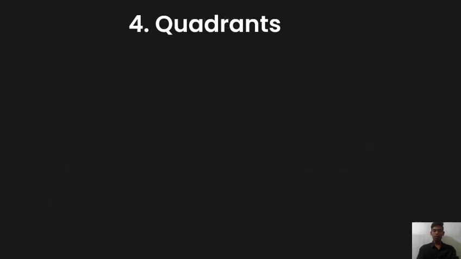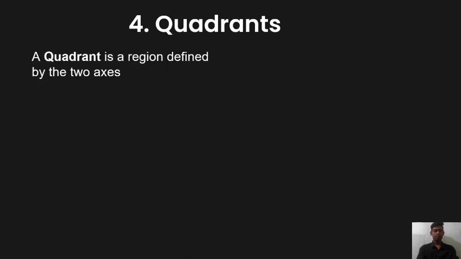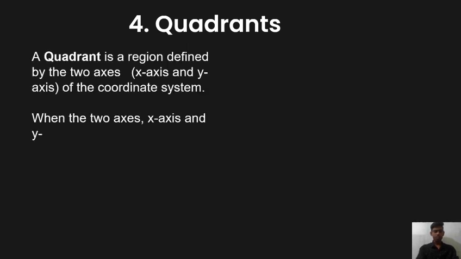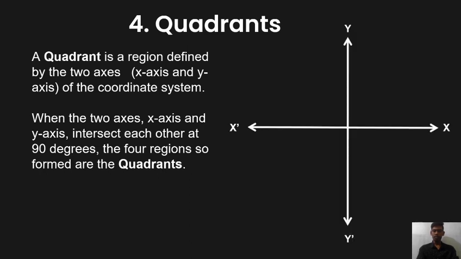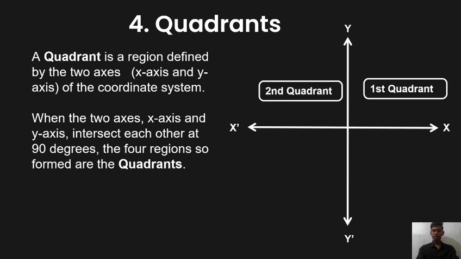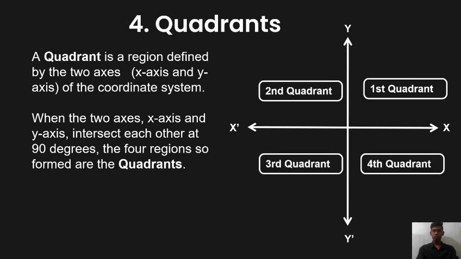Fourth one, quadrants. A quadrant is a region defined by two axes, the x-axis and y-axis, of the quadrant system. When the two axes, x-axis and y-axis, intersect each other at 90 degrees, the four regions so formed are called quadrants. Here we can see there is x, x dash, y and y dash. It is first quadrant, second quadrant, third quadrant, and fourth quadrant.